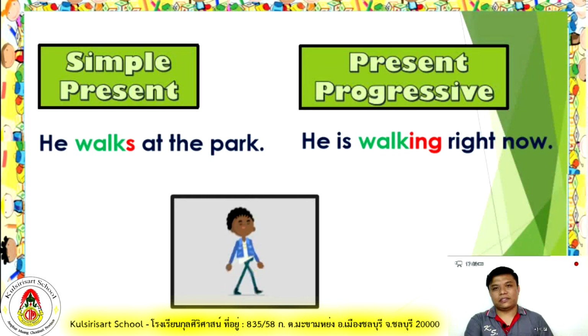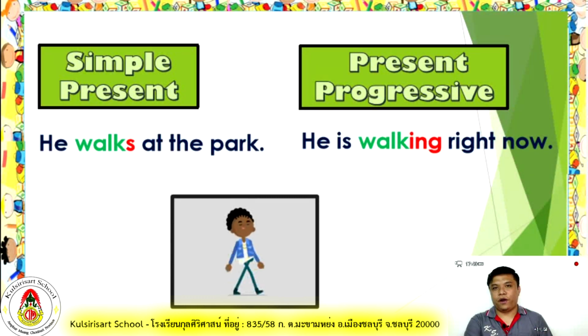These are two different types of sentences. We added letter S in simple present because it's in the third person singular. We use the pronoun he. If the subject is singular, the verb should be in singular form. So walk is added with letter S to make it singular. But in present progressive form, it has a different form. We added ing instead of S.